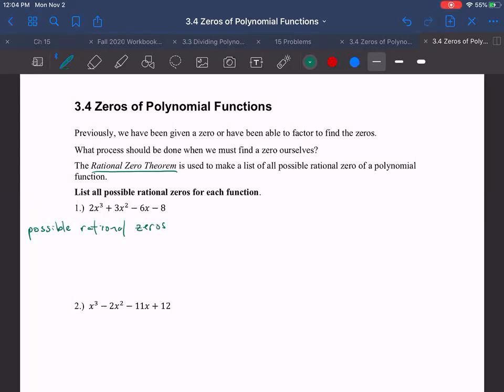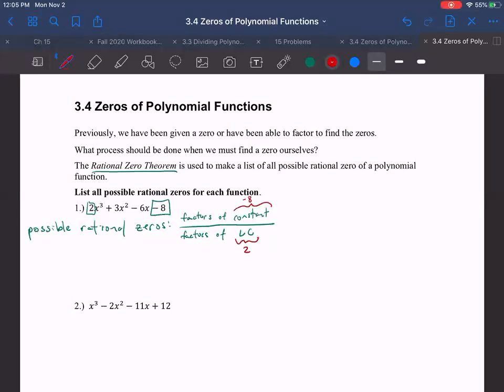And we do this by taking all the factors of the constant term and dividing it by all the factors of the leading coefficient. So if we look at this first one here, we see that the constant term is this -8, and the leading coefficient is this 2. So right here, the constant term is -8, and the leading coefficient here is 2.